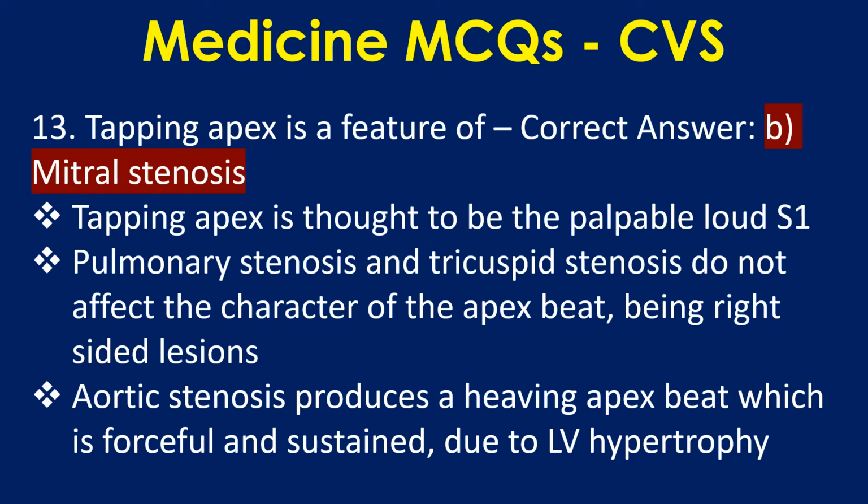Tapping apex is thought to be the palpable loud first heart sound. Pulmonary stenosis and tricuspid stenosis do not affect the character of the apex beat, being right-sided events. Aortic stenosis produces a heaving apex beat which is forceful and sustained due to left ventricular hypertrophy.